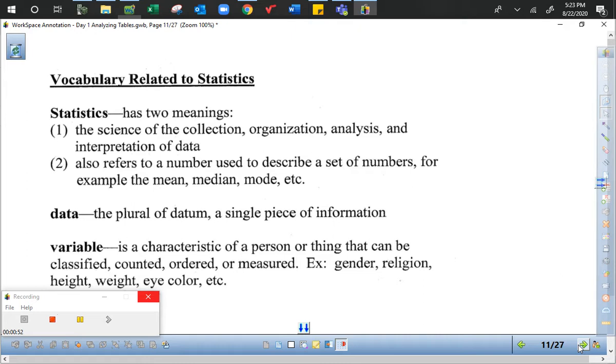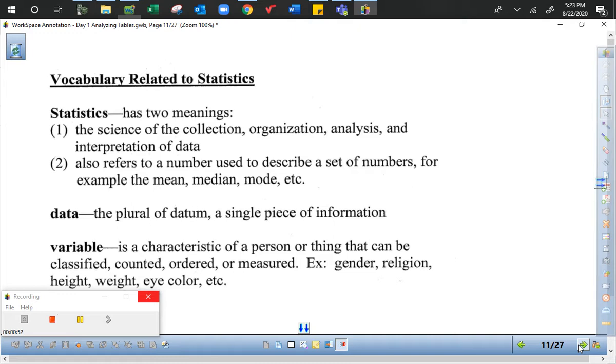There's 2 ways that the word statistics is actually used for us. The first one is the class. You know, you take a stats class, so it's the science of collection, organization, analysis, and how we interpret data, which is a little bit of what we're going to be doing today. But it's also used for a specific number. So it says used to describe a set of numbers, the mean, the median, the mode. Those are things you're probably familiar with. We're going to look at different statistics this chapter that maybe you're not as familiar with as well.